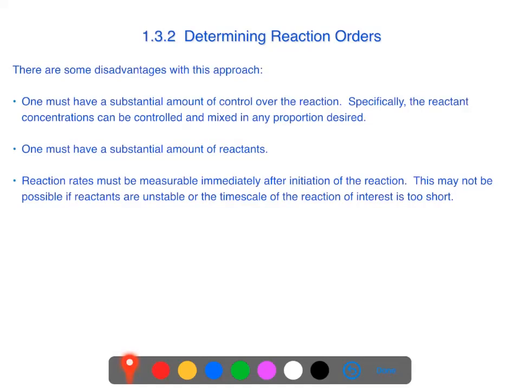Now, there are some disadvantages to this approach. First, one must have a substantial amount of control over the reaction. Specifically, the reactant concentrations need to be controlled and mixed in any proportion desired. Second, one must have a substantial amount of reactants. Running this reaction multiple times would require that we have lots of A and B available to us. And thirdly, reaction rates must be measurable immediately after the initiation of the reaction. This may not be possible if reactants are unstable or the timescale of the reaction of interest is too short.